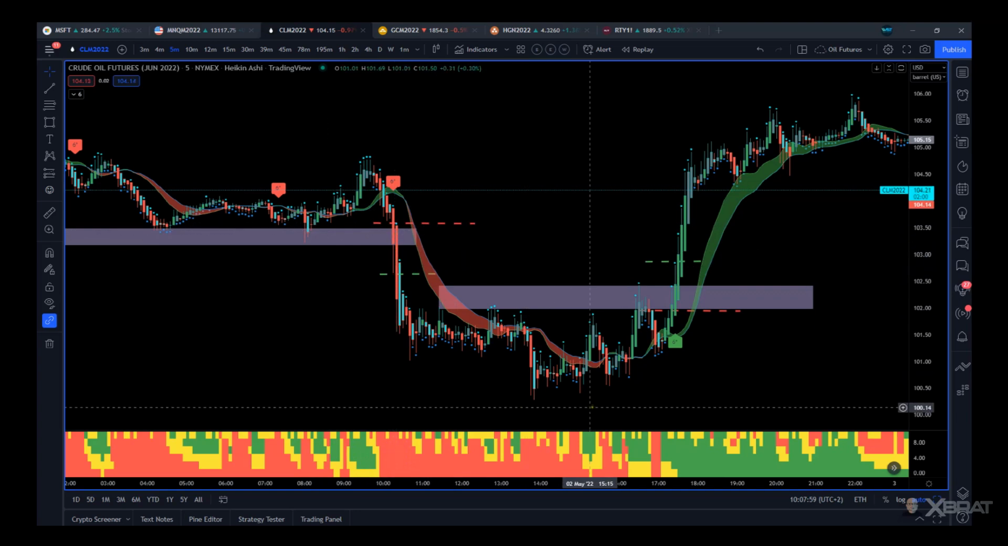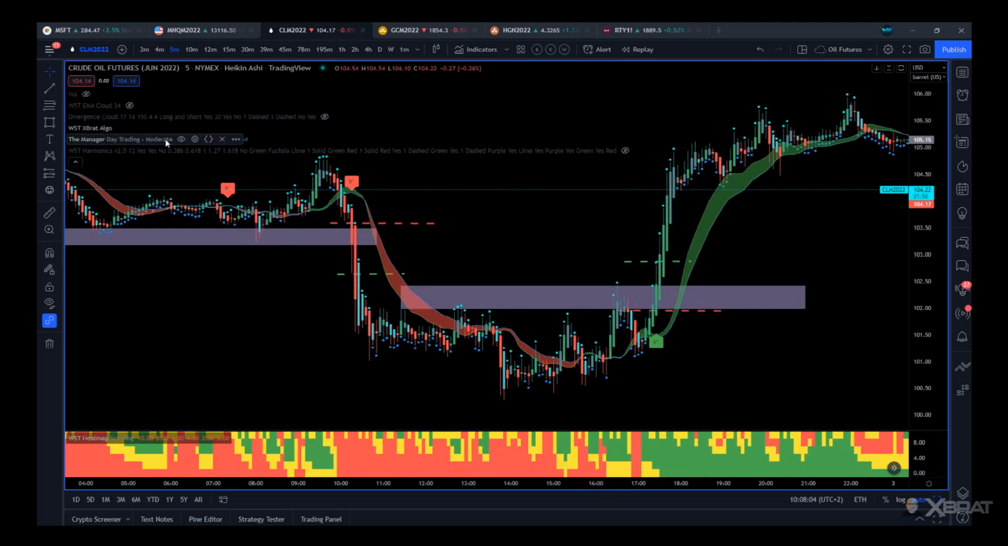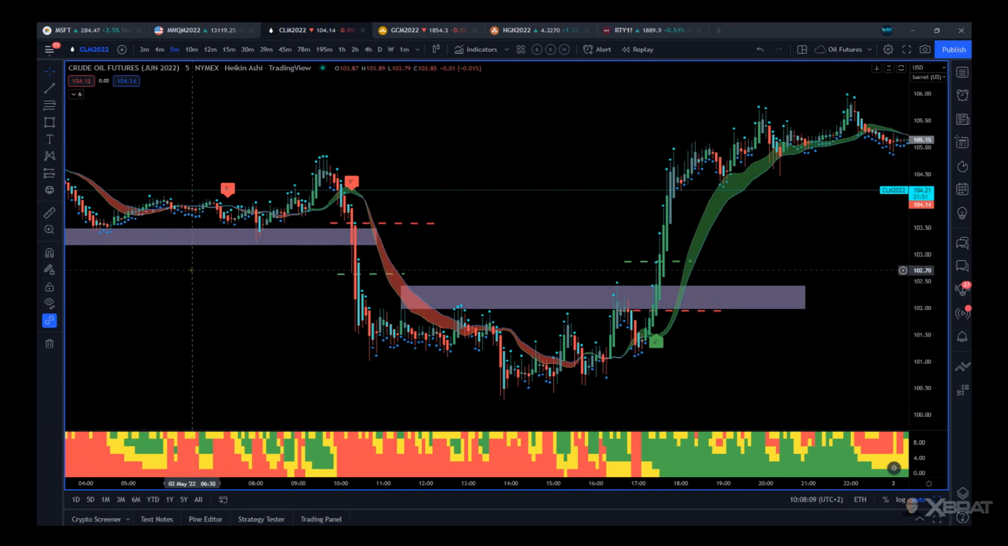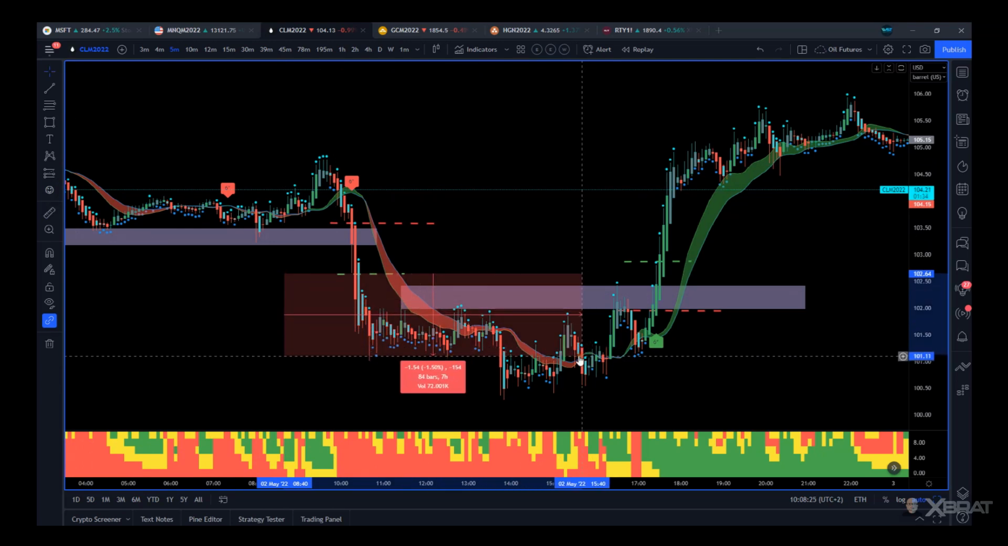We then use the manager to trade it. The manager's set here to day trading moderate because we're on the 5-minute time frame. We're not scalping. We have the red ribbon here that continues to come down and turns green at this point. That's when we take off the trade. Let's measure that. So we have just there 154 ticks, a 154 tick winner on oil for the short going into the afternoon.